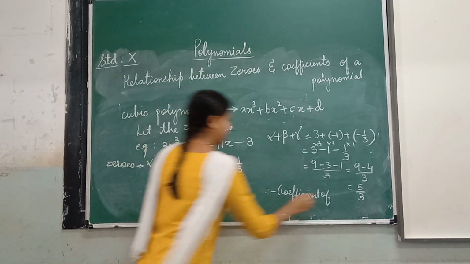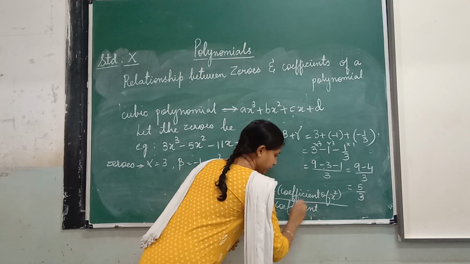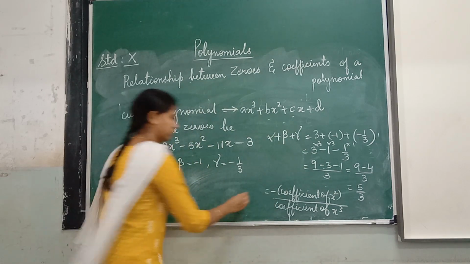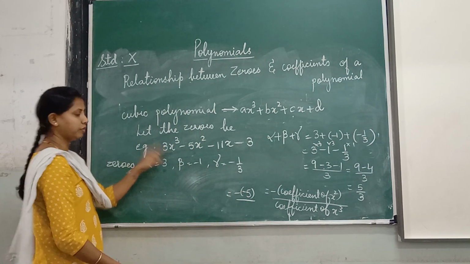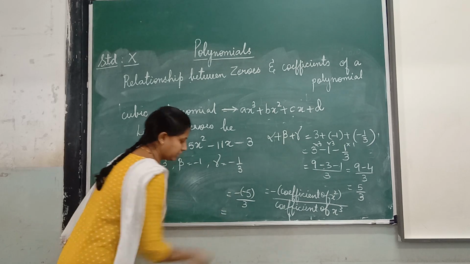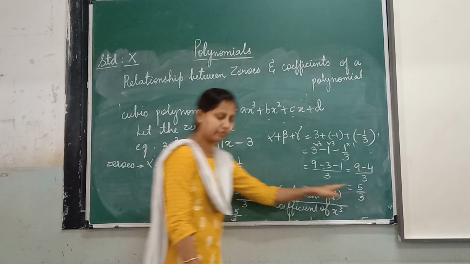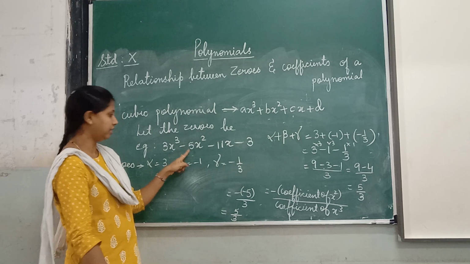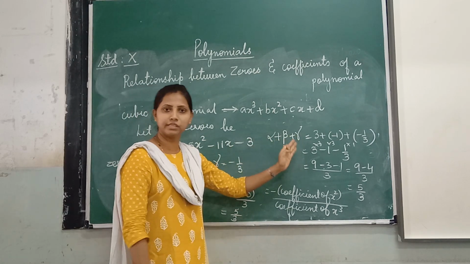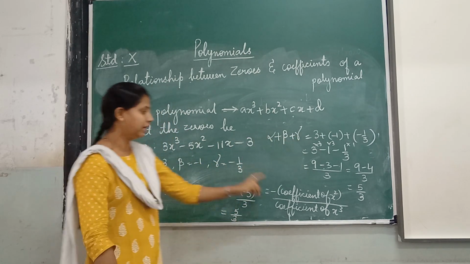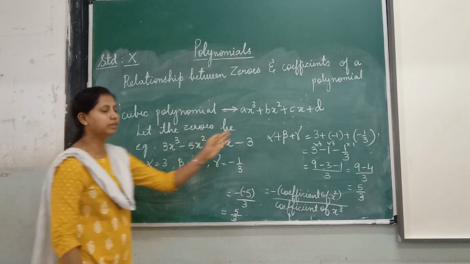The negative coefficient of x square divided by the coefficient of x cube. Yes, so the negative coefficient of x square is nothing but minus of minus 5, divided by the coefficient of x cube, that is 3. If you simplify this, minus of minus 5 is plus 5 by 3. So here the sum of the zeros we got as 5 by 3, and here the negative coefficient of x square divided by the coefficient of x cube you also got as 5 by 3. So the sum of the zeros in a cubic polynomial is always equal to the negative coefficient of x square divided by the coefficient of x cube.